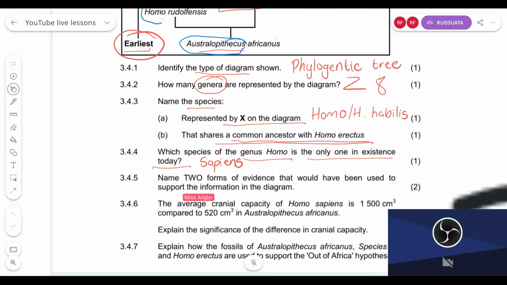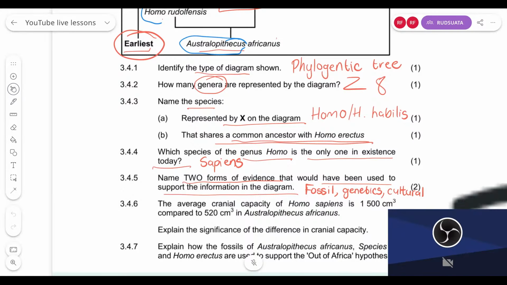Number 5 says, name 2 forms of evidence that would have been used to support the information in the diagram. In other words, what kinds of evidence could we use to make this diagram? Like, how would we build it? Well, the first one is fossils. I think everybody knows that that's a line of evidence. We could also use genetics. So we could do a DNA test. And because they mentioned tools, we probably could also use cultural evidence. So like tools changing over time.